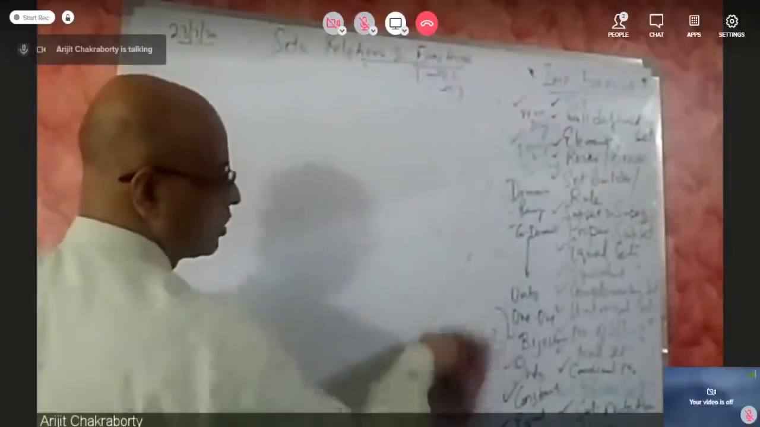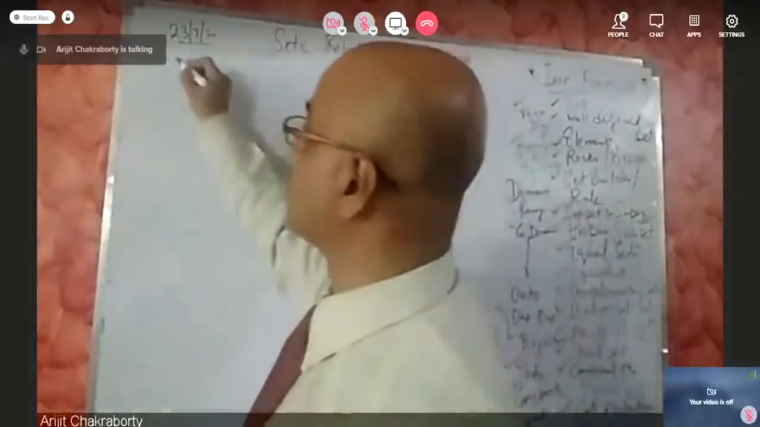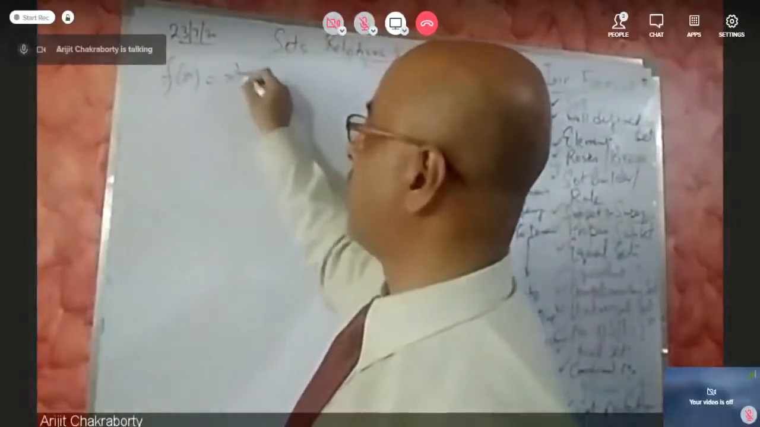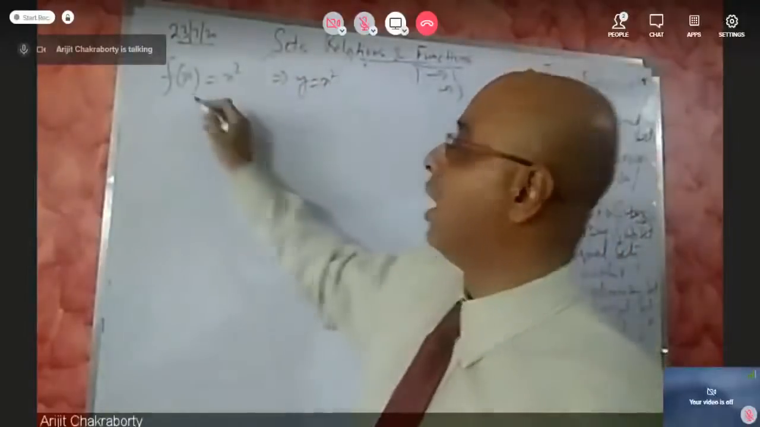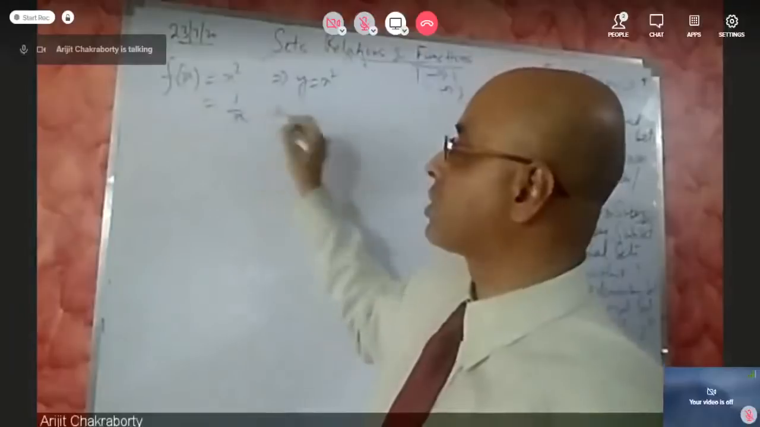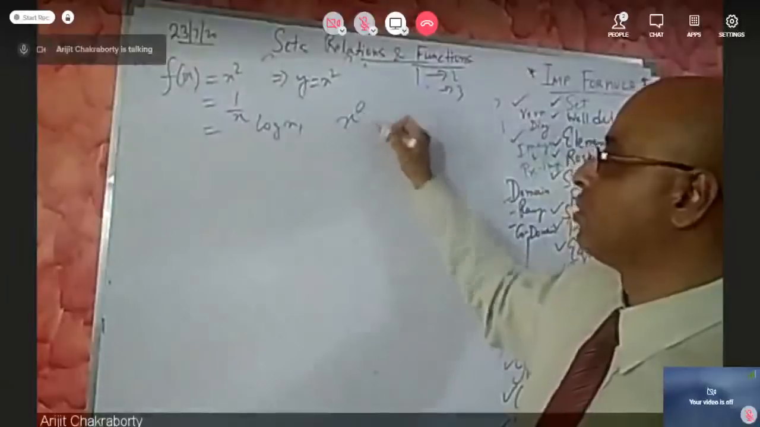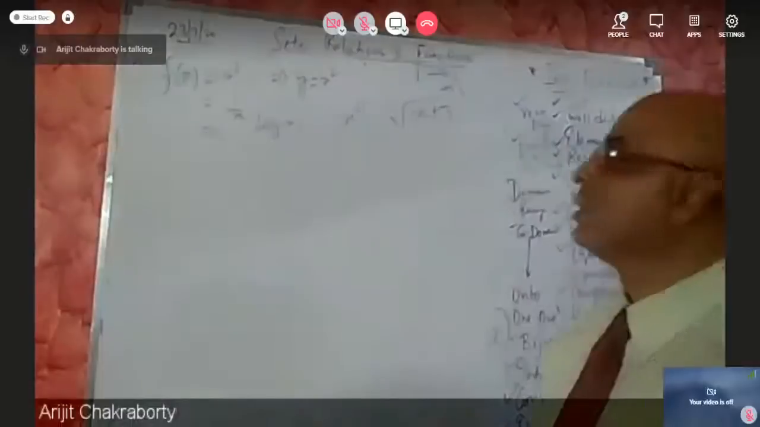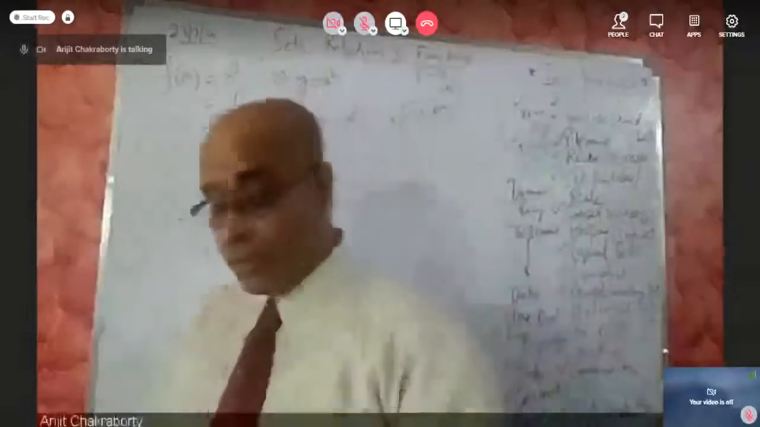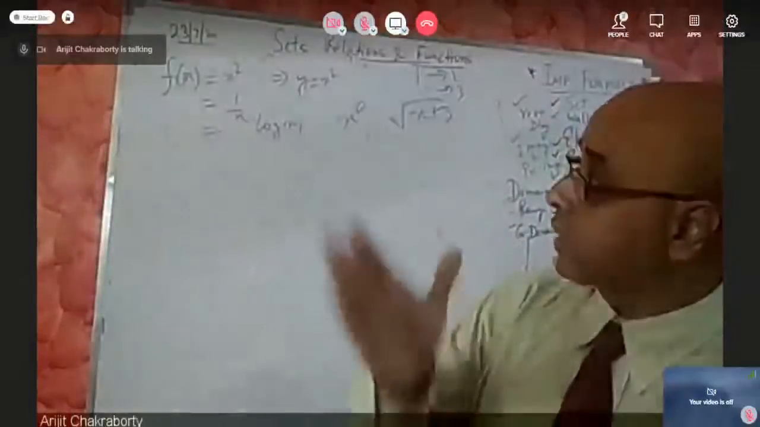So now you have a basic understanding and working knowledge of what functions are. Functions can be of different types. I can write a function f(x) as x square, meaning y equals x square. It can be 1 by x, it can be log x, it can be x to the power 0, anything. It can be root over x, x plus 3 for example. So any function. Now the question is, it comes in the exam.